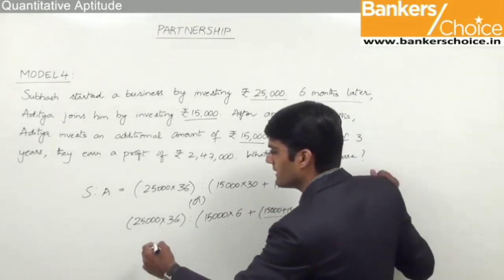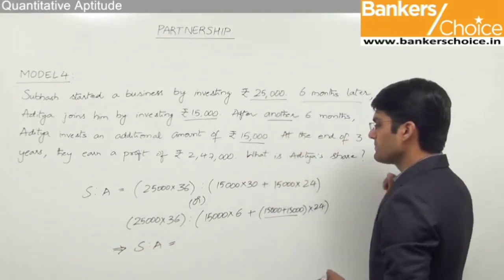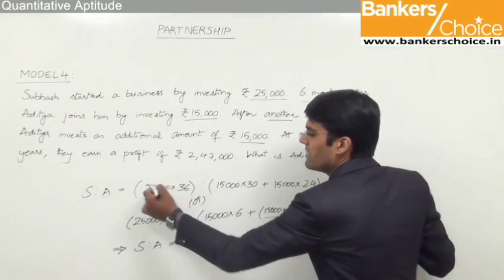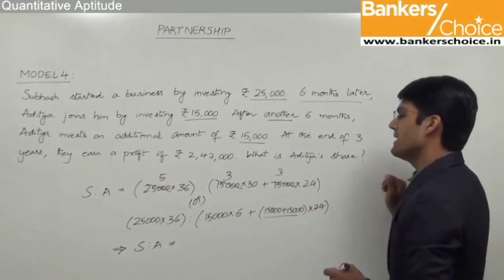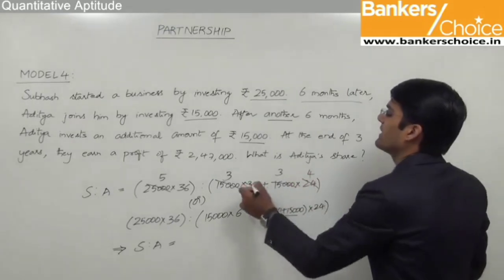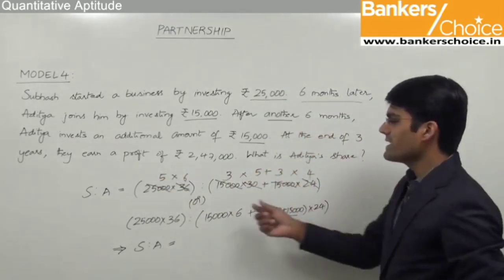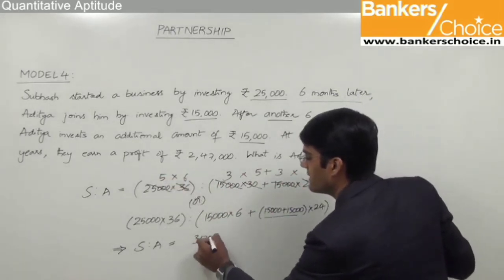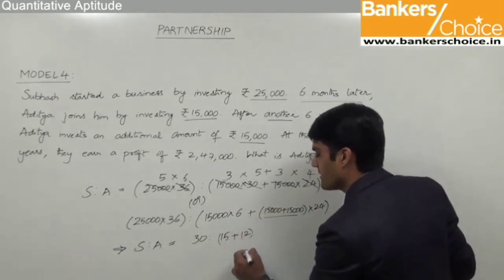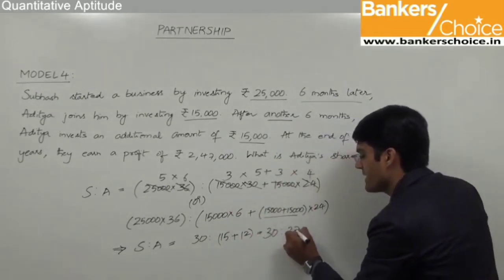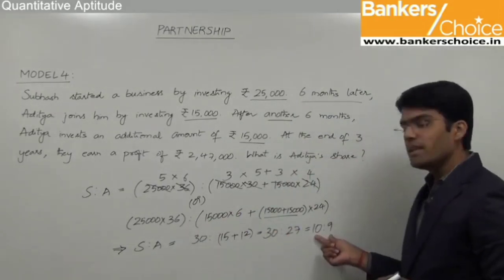So by simplifying this, we can say that the investment of Subhash is to Aditya should be equal to, by taking 5,000 common, we get 5,000 into 3 and 5,000 into 3. And by taking 6 common, we get 4, 5 and 6. So the answer here can be taken as 5 into 6, that is 30, is to 3 into 5, 15, plus 3 into 4, 12. So that is nothing but 30 is to 27 or 10 is to 9. Even in the second case, the ratio will be 10 is to 9.